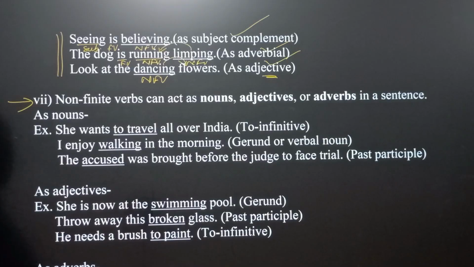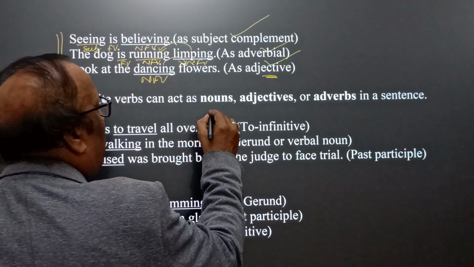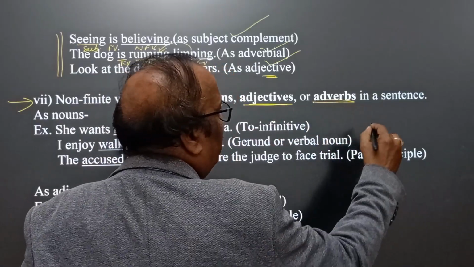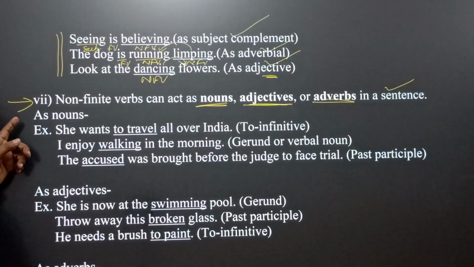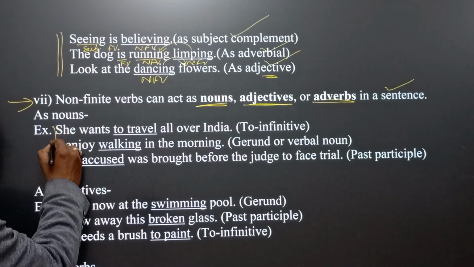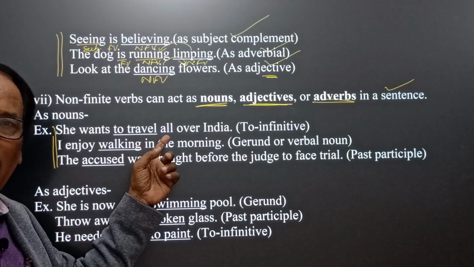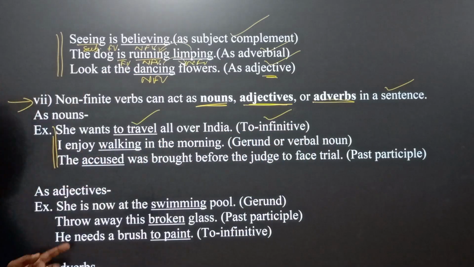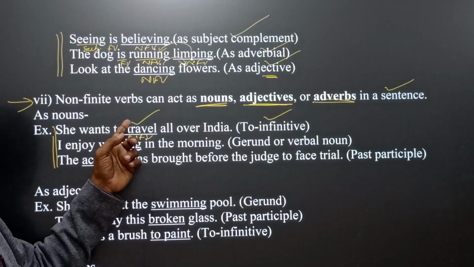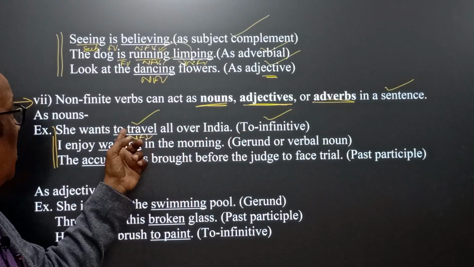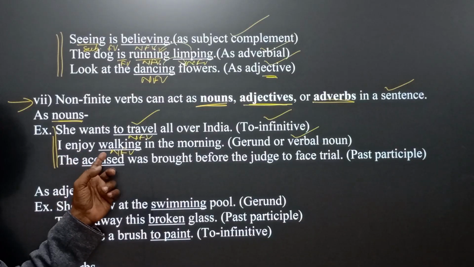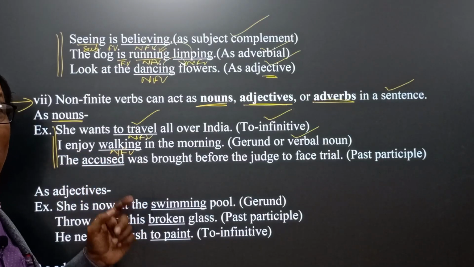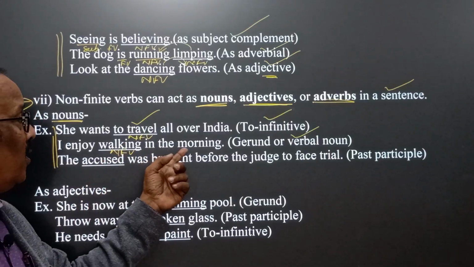Point 7. Non-finite verbs can act as nouns, adjectives, adverbs in a sentence. How? As nouns. Remember here, she wants to travel. Remember, to travel is the to-infinitive non-finite verb, but it has been used as a verbal noun. Yes, I enjoy walking. Walking is not the verb, it is a verbal noun. I enjoy what? Walking in the morning.